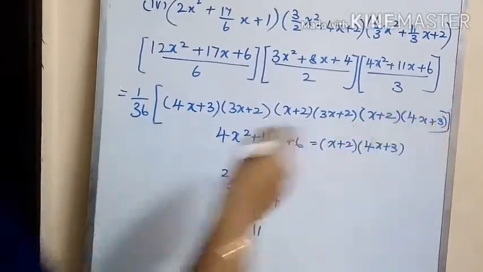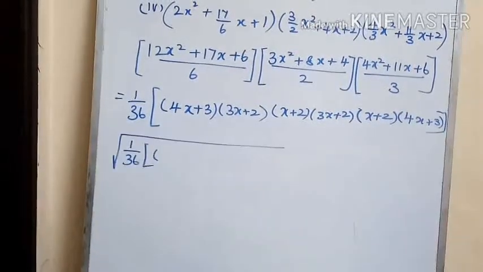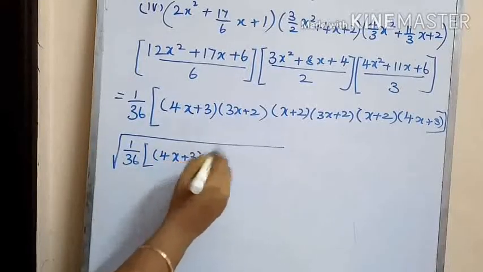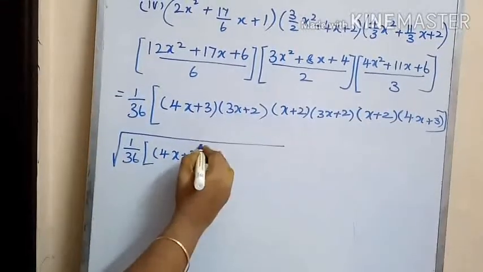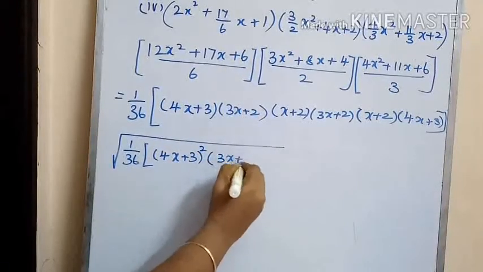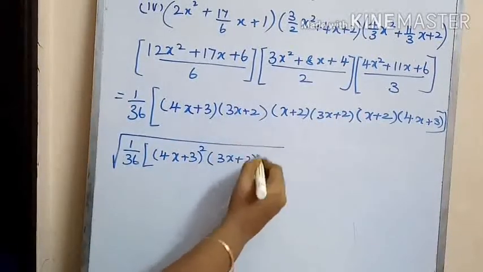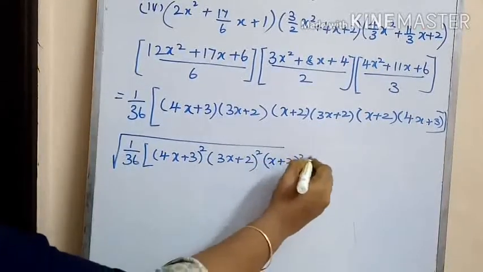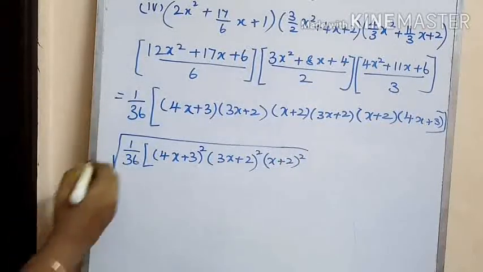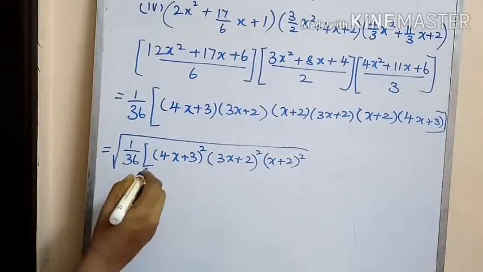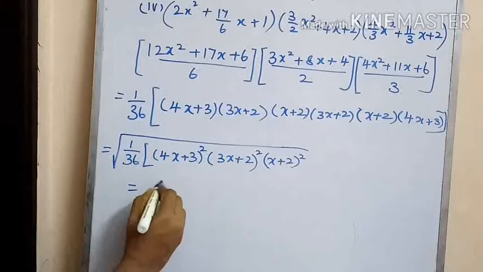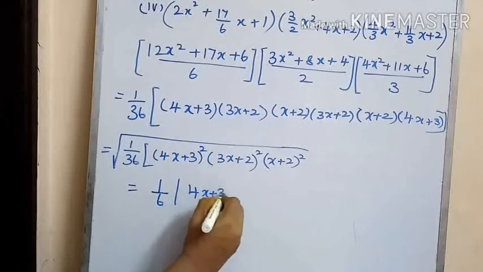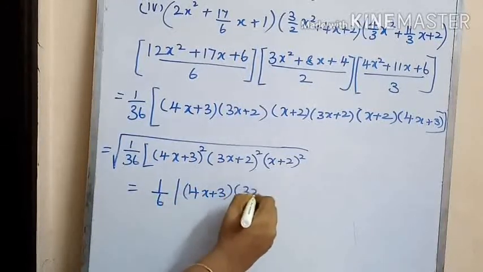So that's where we get all the factors. Let us write it within the square root. We get 1 by 36 into 4x plus 3 the whole square into 3x plus 2 the whole square into x plus 2 the whole square. Finding the square root, we'll have 1 by 6 of 4x plus 3 into 3x plus 2 into x plus 2.